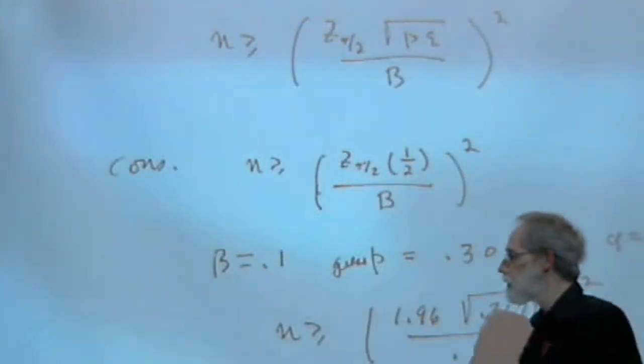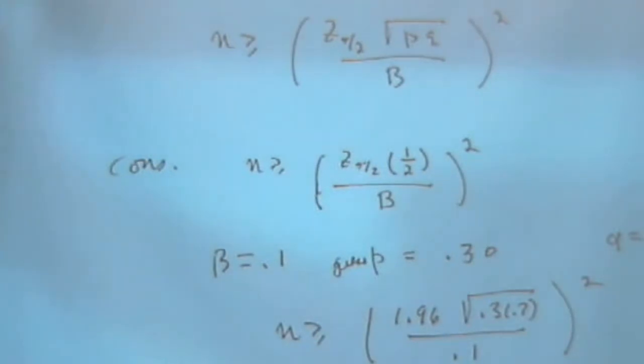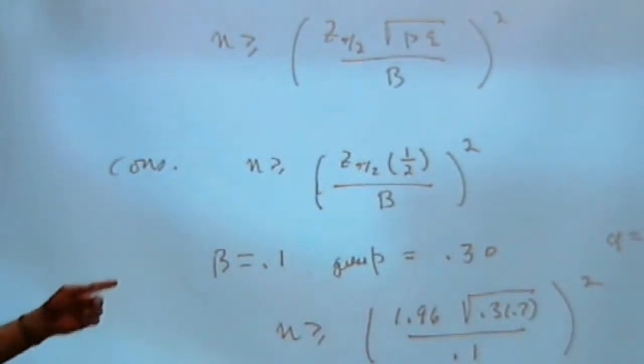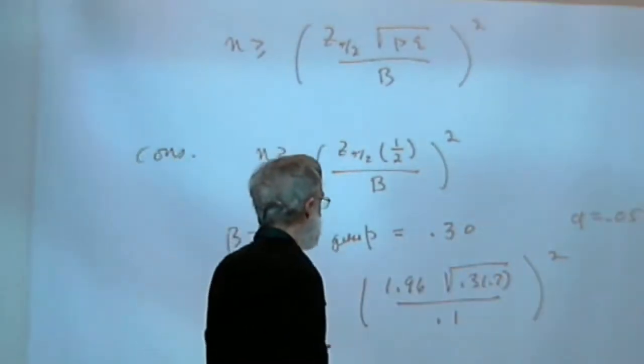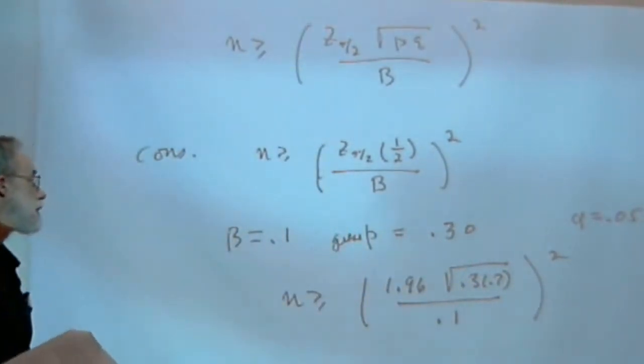Any questions on that? If you go the conservative route, then you'll have 1/2 instead of this 0.21. No, you have 1/4.